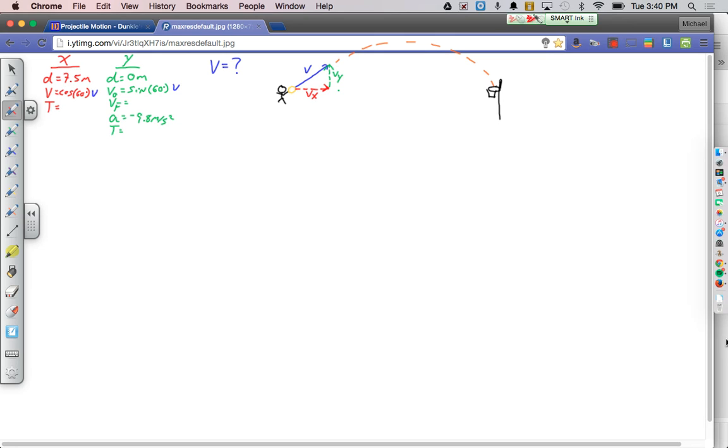So in the X direction, we only have one equation, which is that the distance in the X direction equals velocity multiplied by time. And that velocity is obviously the velocity in the X direction. In the Y direction, we would want the equation that does not have VF in it, so that would be D equals V naught T plus 1/2 AT squared.